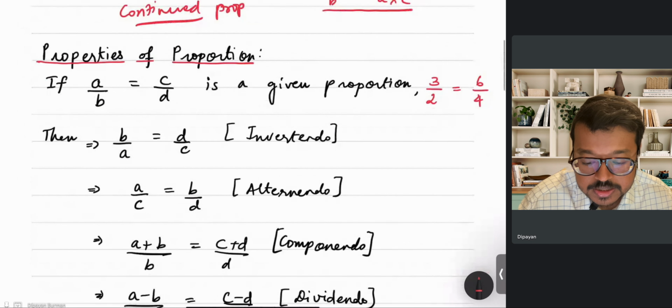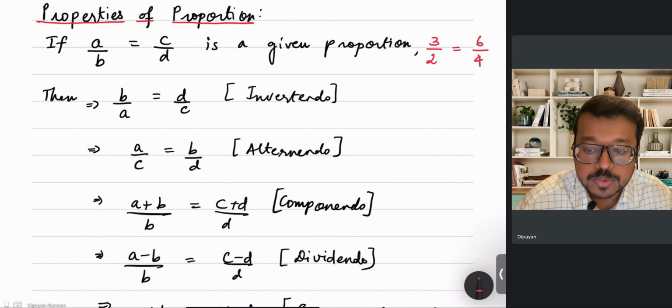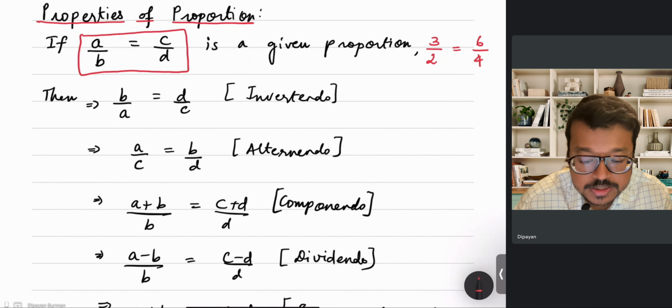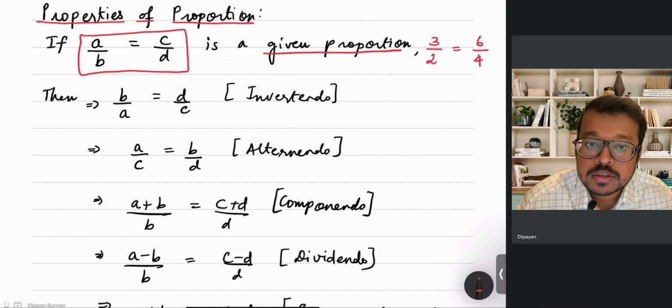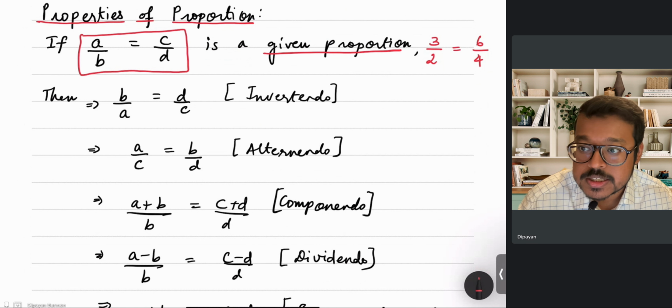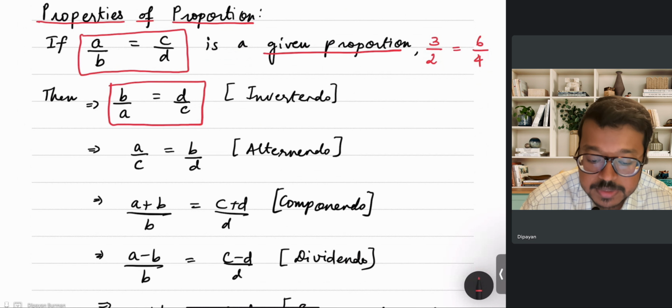Now let's look at some properties of proportion. If there is a given proportion, for example, a is to b is equal to c is to d, then we can change the terms in the given proportion so that it results in another proportion. For example, if I take the reciprocal on both the ratios, the resulting two ratios are also in proportion. So I will say b by a will also be equal to c by d. That is known as invertendo.